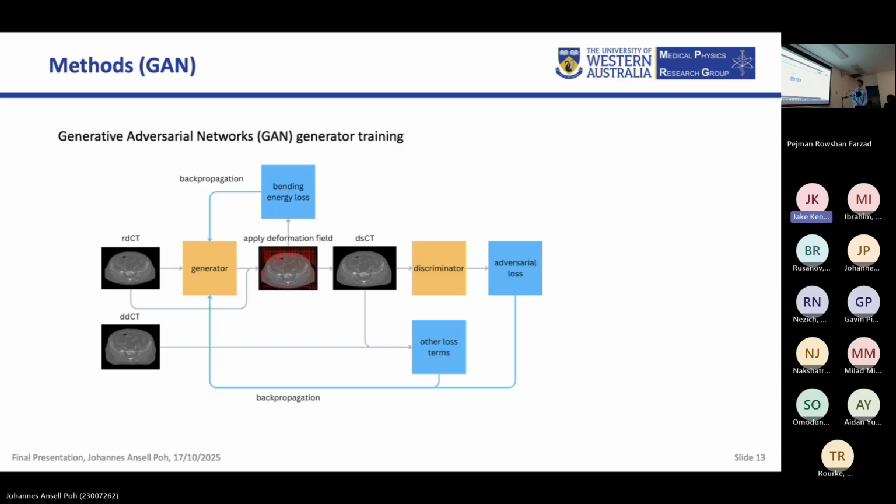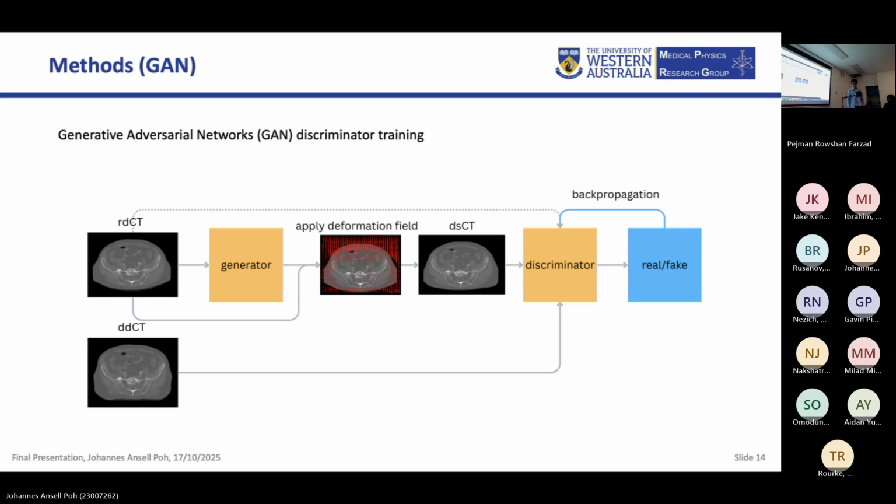Other loss terms are also used, like the bending energy loss to ensure smooth deformation fields, and also comparing the synthetic CT to the ground truth images with Huber loss, dice loss, and other loss functions. The discriminator is trained to discriminate between the synthetic CT images generated by the generator and the ground truth deformed diagnostic CT, or dCT, images.